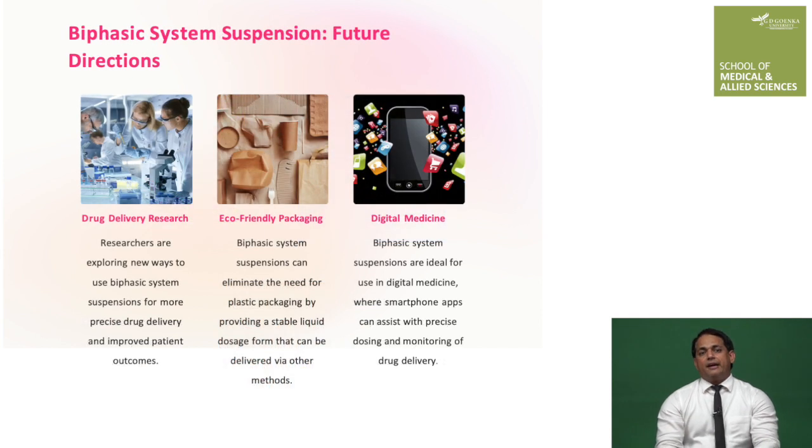Future perspective of biphasic system or suspension. Researchers are exploring new ways to use biphasic system suspension for more precise drug delivery and improved patient outcomes. Biphasic system suspensions can eliminate the need for plastic packing by providing a stable liquid dosage form that can be delivered via eco-friendly packaging and methods. Biphasic system suspensions are ideal for use in digital medicine, where a smartphone app can assist with precise dosing and monitoring of the drug delivery.